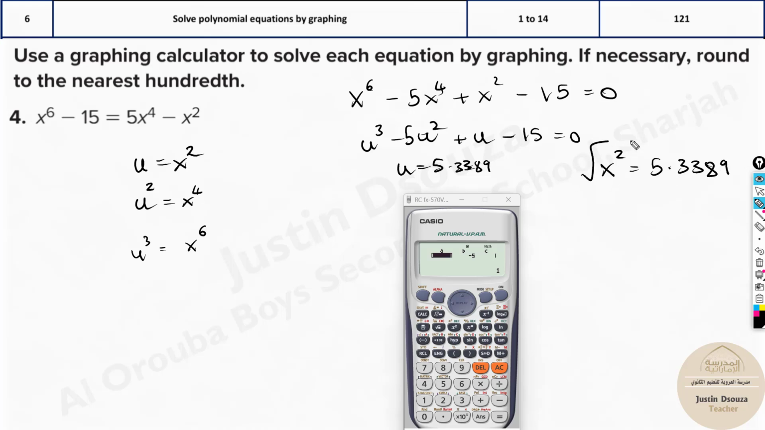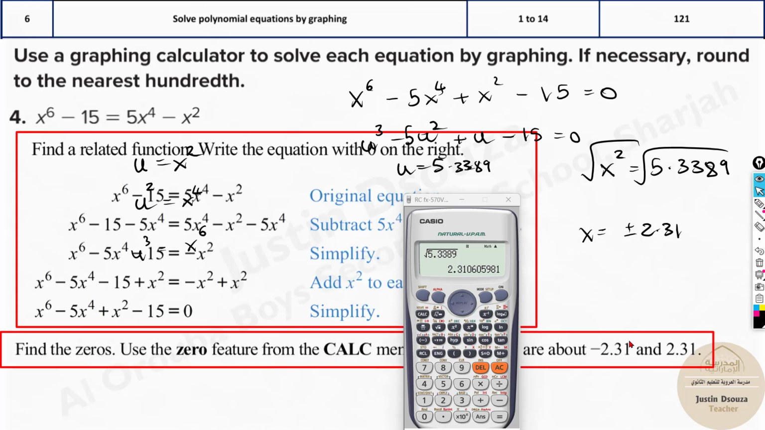Now, in order to remove this, you just take the square root on both the sides. You can make it as a quadratic, you know, mode 5, 3. So that's too much. Just take square root on both the sides. x is equal to plus or minus what? Just put the square root over here. Square root of 5.3389. Whenever you take the square root, there are two answers. It's either plus 2.3106, let it be 2.31, or it's minus. So those are the answers. You can see the final answers. Say it's plus or minus 2.31. That's how we do this.